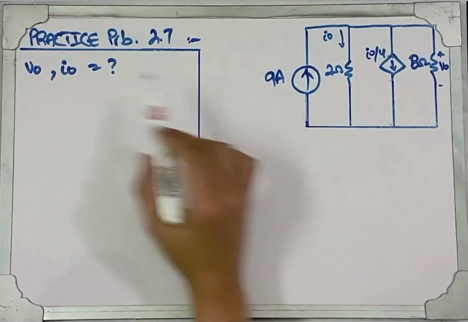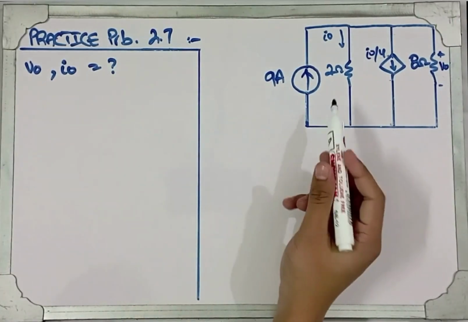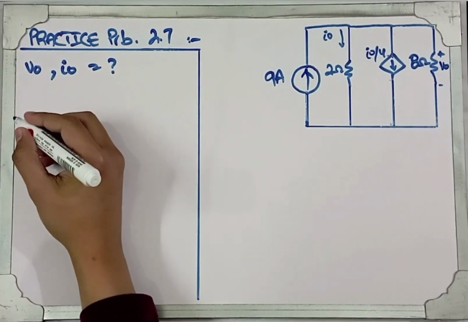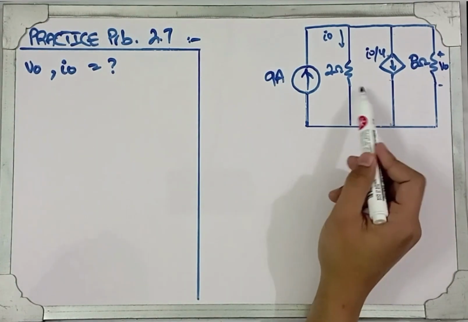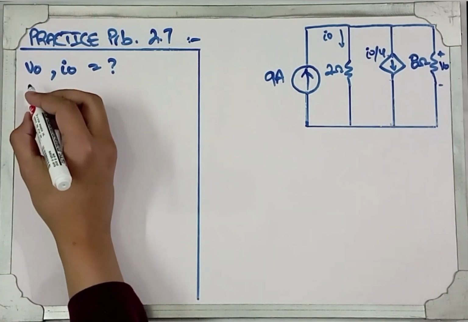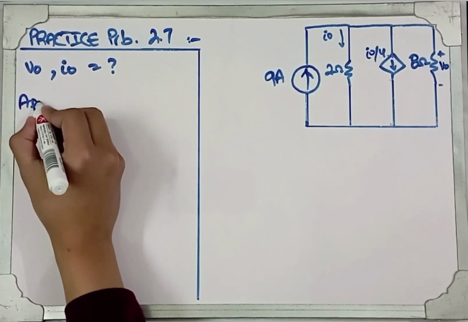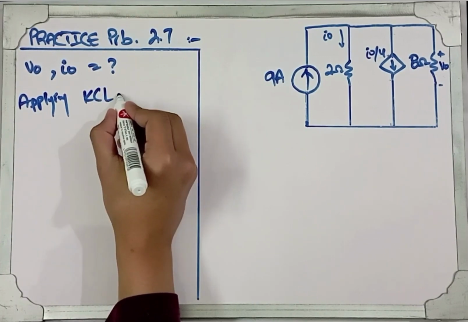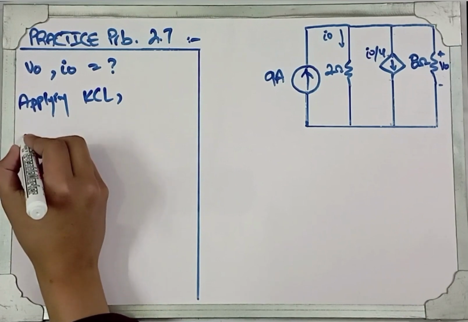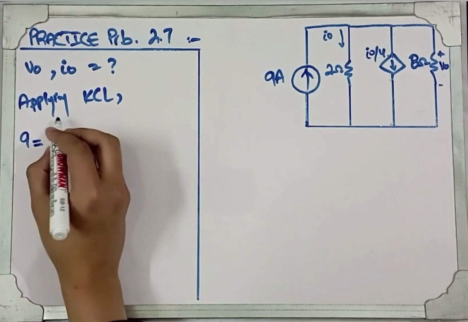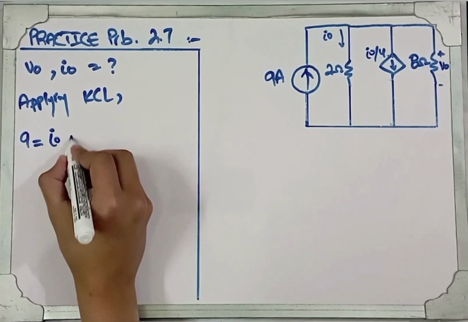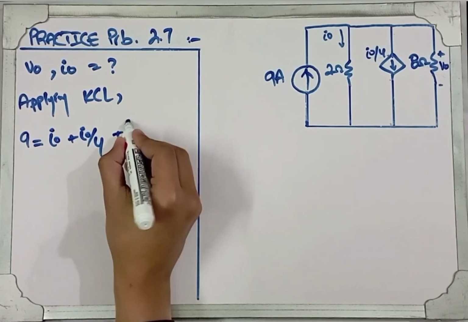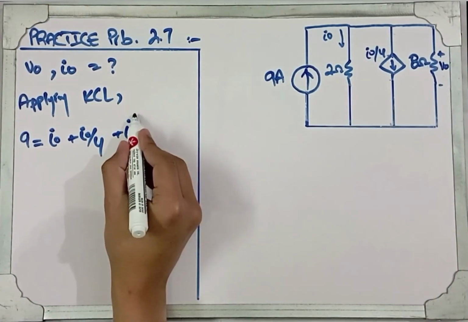Now for our other example problem 2.7, we have to find V0 and I0 in this given circuit. You can see that the whole circuit is in branch form, meaning the whole circuit is in parallel, so we will apply KCL on the circuit. Applying KCL, the source current, that is 9 amperes, will be equal to the divided currents, that is I0 plus I0 by 4, plus the current flowing through the last branch of the 8 ohm resistor. Let's name it I prime.